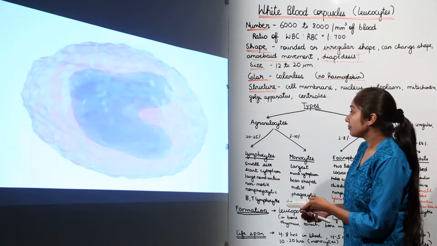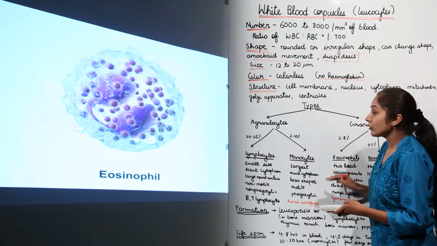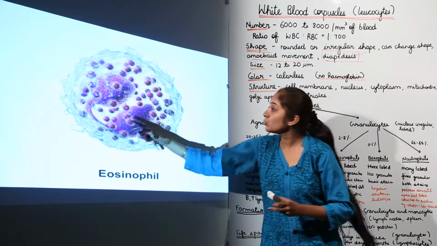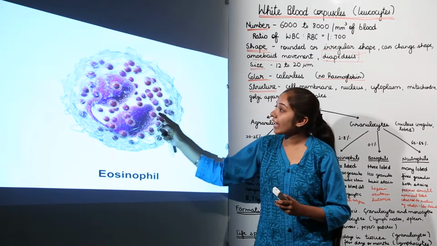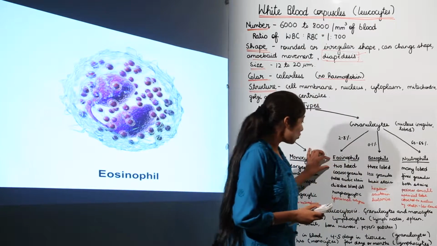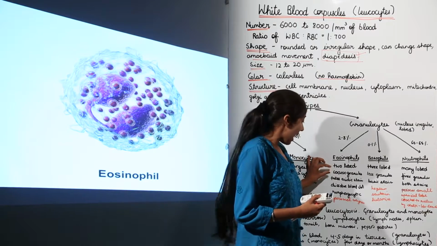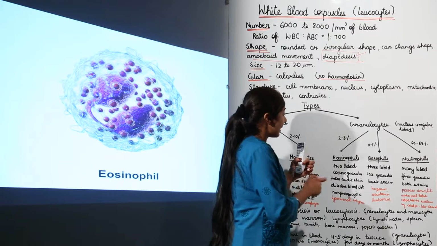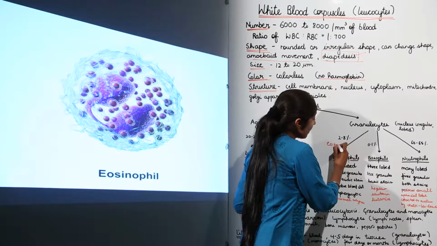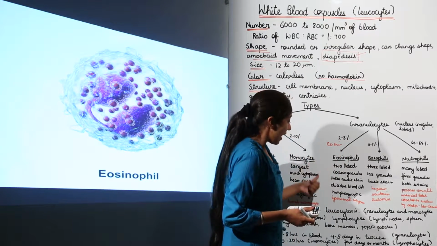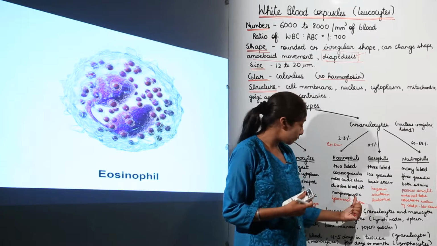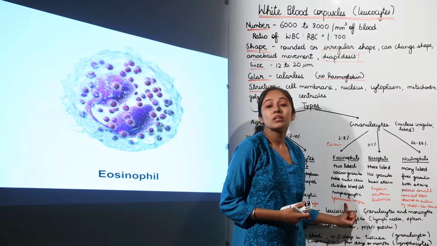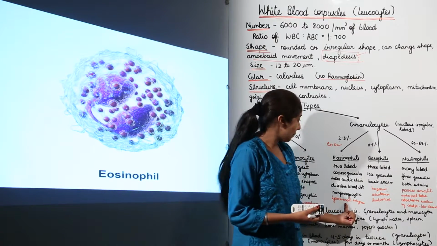Let's see first the eosinophils. As you can see in the image, they are two-lobed. The nucleus is two-lobed, and you can see the granules in the cytoplasm. They have coarse granules, and they take the acidic stain, that is eosin, hence their name eosinophils. And they help in dissolving blood clots. They are non-phagocytic, and they also secrete lysosomal enzymes to kill the bacteria.